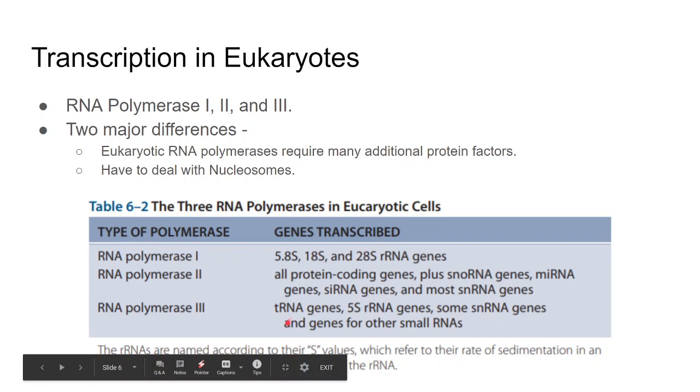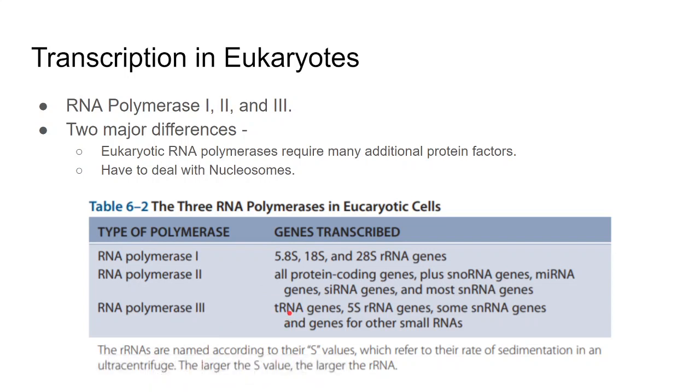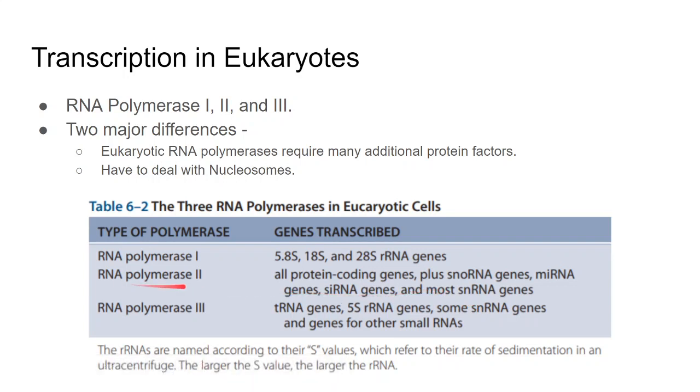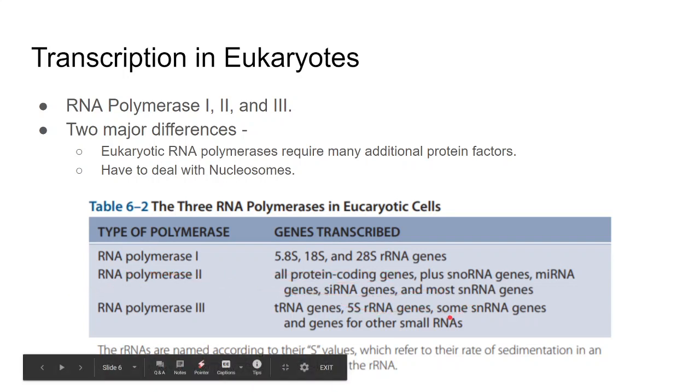RNA polymerase 3 is important for tRNA. This is the transfer RNA, the one which brings amino acids during translation. We have the 5S rRNA and some snRNA genes. Most snRNA genes are transcribed by polymerase 2, some are transcribed by polymerase 3, and some other small RNA. So that's irrelevant for us right now.